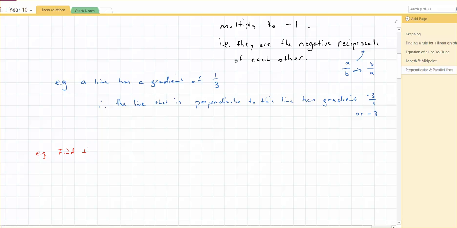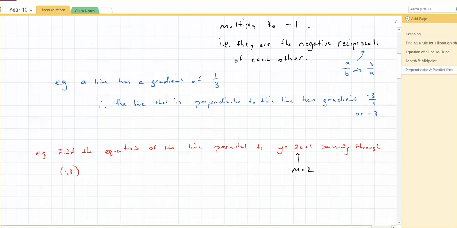Find the equation of the line parallel to y equals 2x plus 1, passing through, let's say, point (1,3). So let's have a look at how to do this question. We're looking for the equation of a line that's parallel to this one. So the line that we're trying to find the equation of has a gradient that is equal to this gradient, and that is 2.